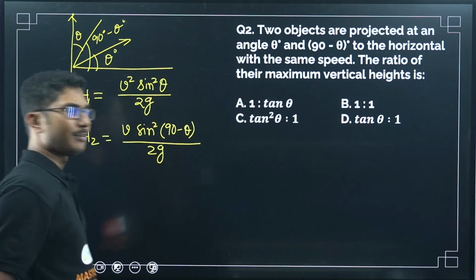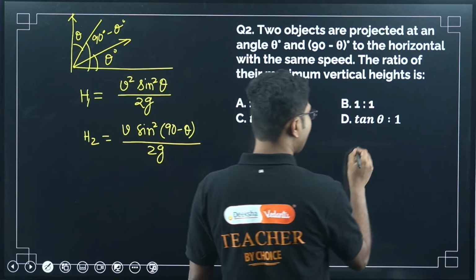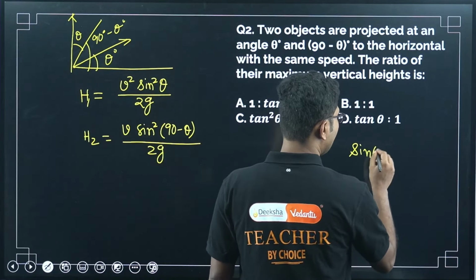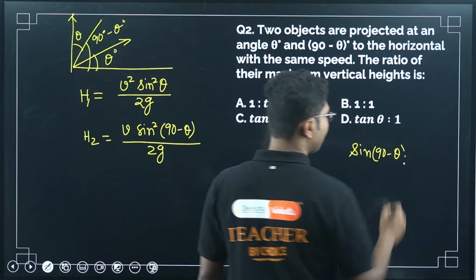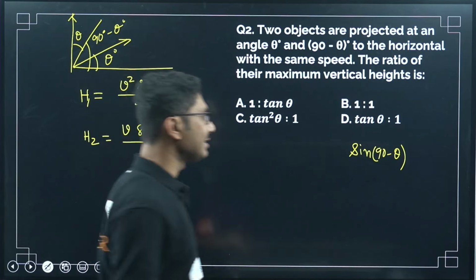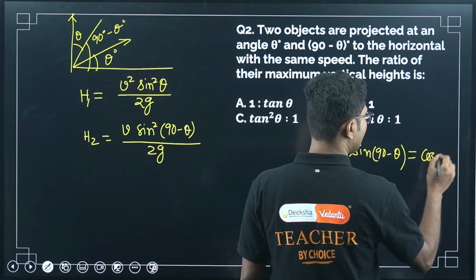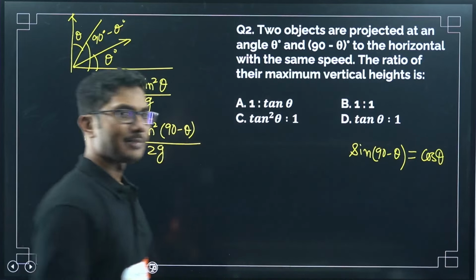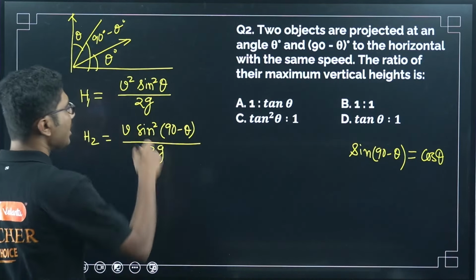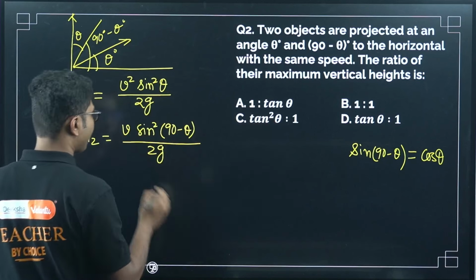Rest of the things are same. Now what is the value of sine 90 minus theta? Complementary angle law. You have learned this in your PU board in mathematics class. This is nothing but cos theta. Sine 90 minus theta means it's cos theta. So square of that will be cos square theta.